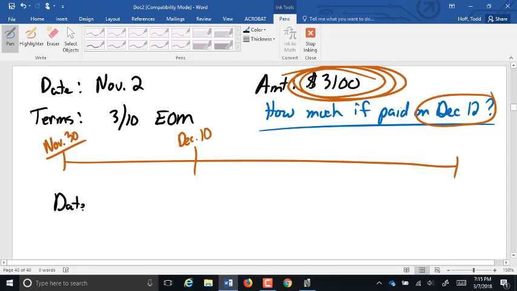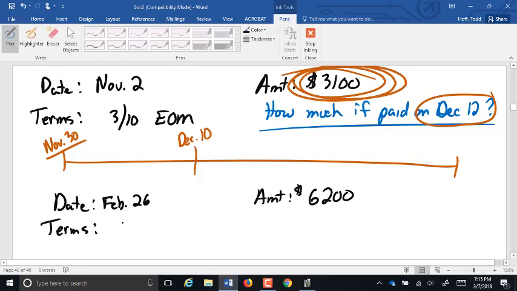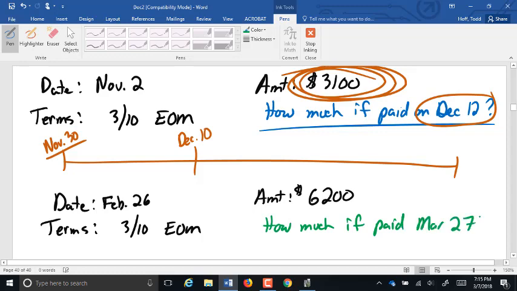Let's do another one. So our date is February 26th. An amount of $6,200. Terms, 3/10 EOM. How much if paid March 27th? I'll give you a minute for that one.